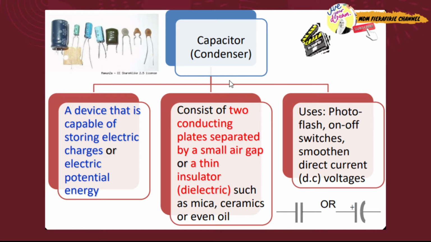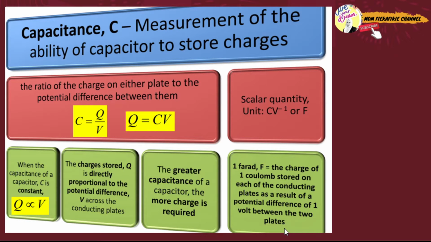So here is the overview about capacitor, where a capacitor is a device that is capable of storing electric charges or electric potential energy. This is the symbol for capacitor in a circuit. Next, the equation of capacitance, where capacitance is a measurement of the ability of a capacitor to store charges. Here we have C equal to Q over V, which is the ratio of the charge on either plate to the potential difference between them.